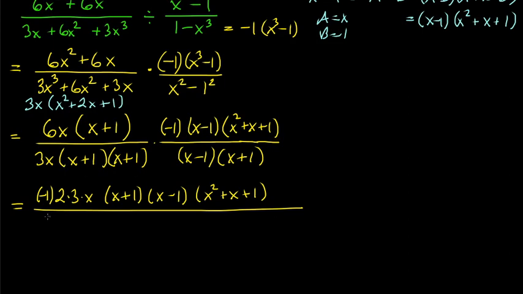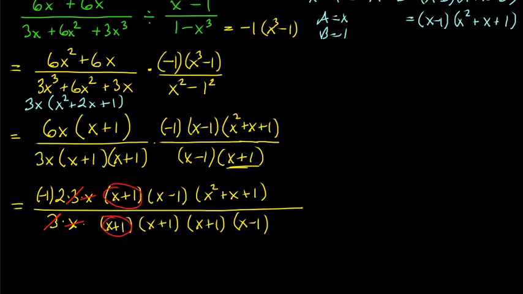In the denominator, we have a 3 and an x, and then we have x plus 1. We have another x plus 1. We have another x plus 1 way over here, right? And then we have an x minus 1 here. All right, so what cancels? The 3's, 3 divided by 3 is 1. X divided by x is 1. X plus 1 divided by x plus 1 is also 1. And x minus 1 divided by x minus 1 way over here.